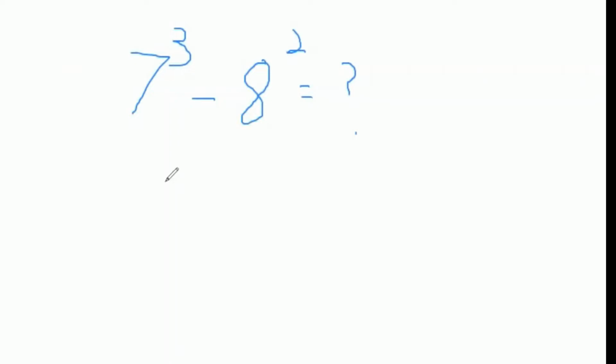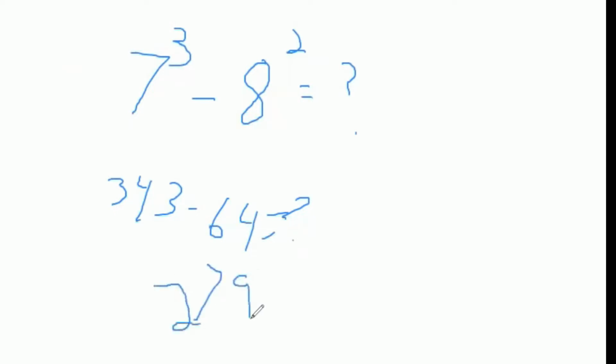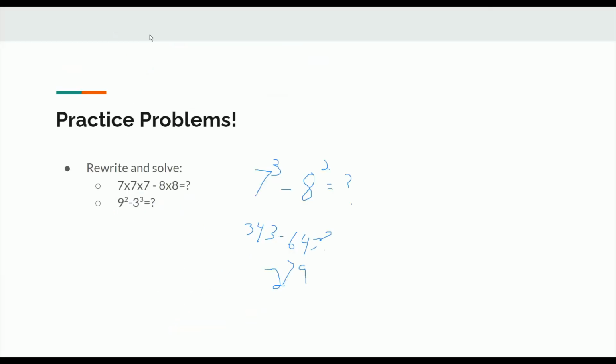It'll be my 7 cubed is equal to 343, and 8 squared is obviously going to be 64, and that's equal to a number, just to show all the steps. And then 343 minus 64 is going to be 279. Not too bad, right? Okay, I'm going to use a different color for the second problem.